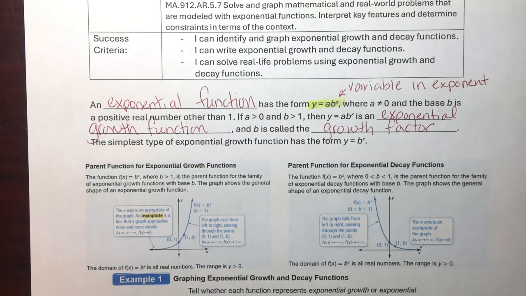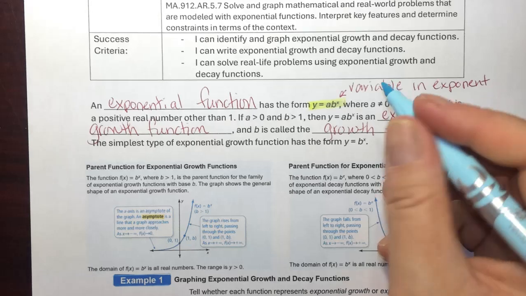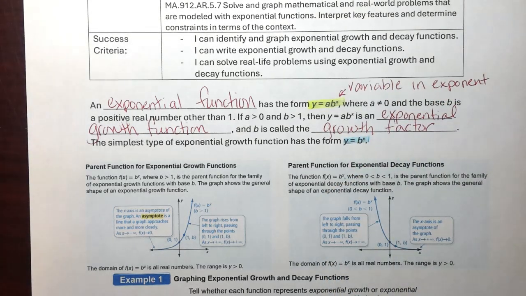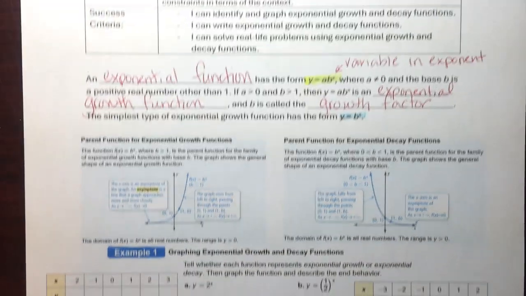So the simplest type of exponential growth function has the form y equals b to the x. This just means there's no a value. That is basically your parent function. Okay, so let's look at some examples of exponential growth and exponential decay.